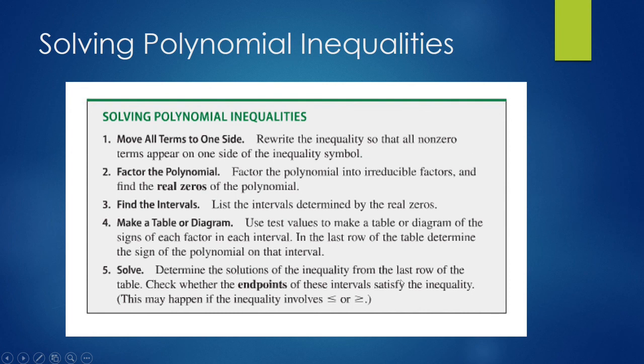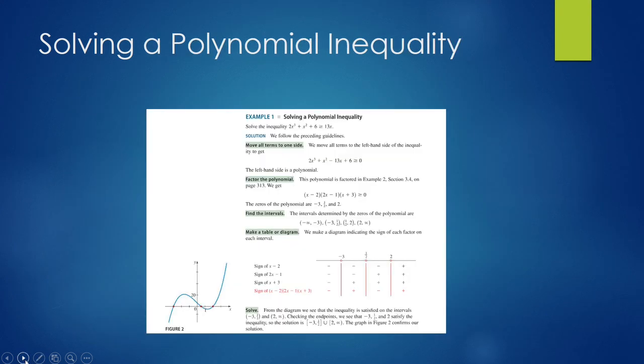Making sure that you pay attention for whether there's an "or equal to" in there so that you can state your solutions. So let's do an example of this. Given this polynomial inequality, we're going to first move everything to the left. So I'm going to subtract 13x from both sides. And your result is here.